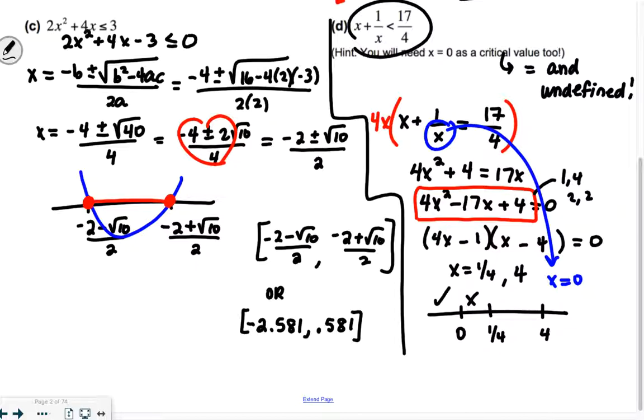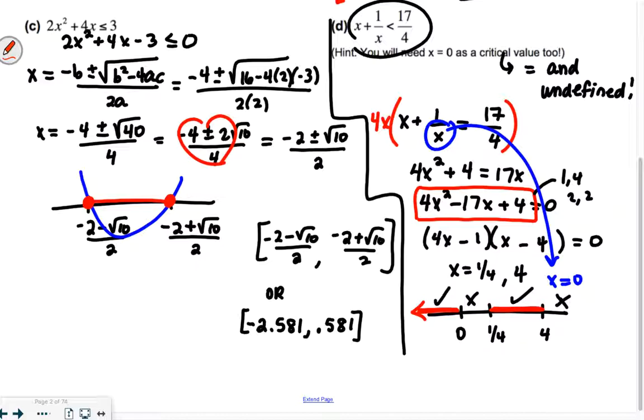How about the next one? So let's try 1. 1 plus 1, 2. Is that smaller than 17 over 4? Well, what's 17 over 4? It's a little bit more than 4, right? So yes, it is. It doesn't always alternate, so don't just assume it alternates. A lot of times, but not always. All right, so 5. 5 plus 1/5, so we get 5 and 1/5. Is that smaller than 17 over 4? It's not. So that's our check marks. We only have the check marks on the left side and here.